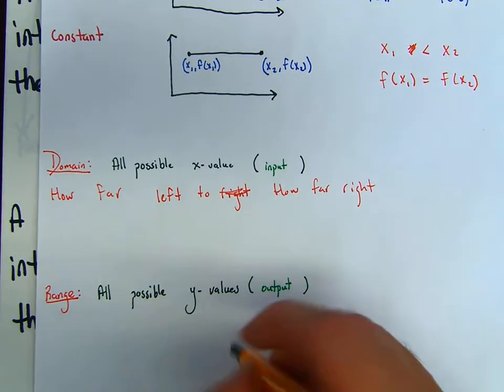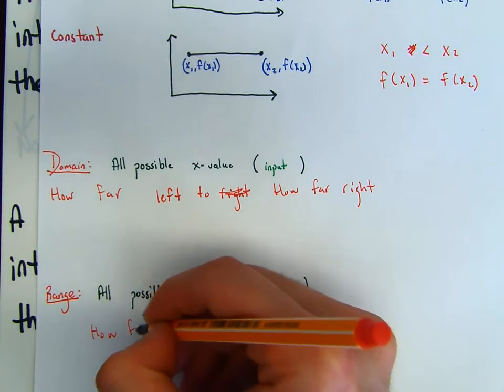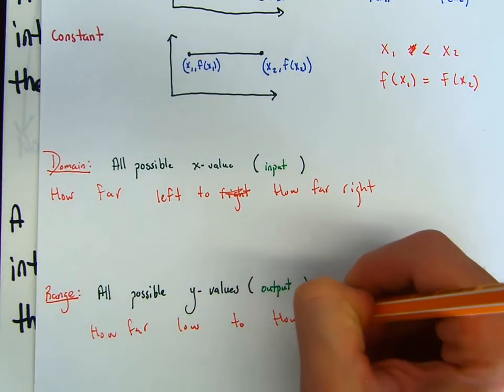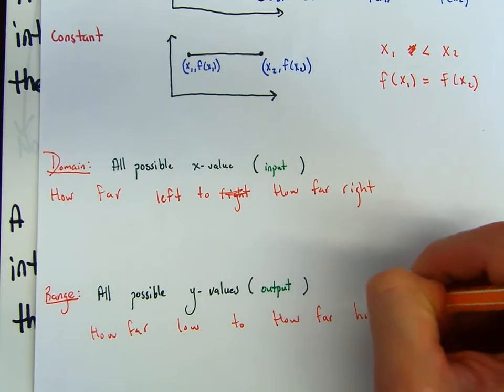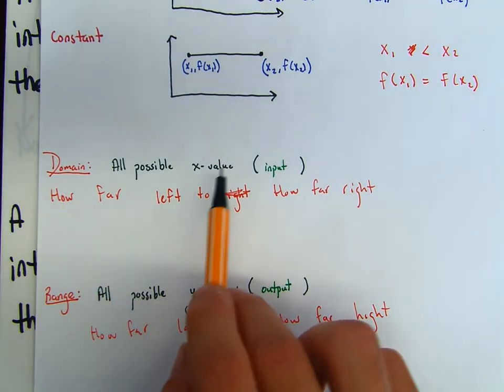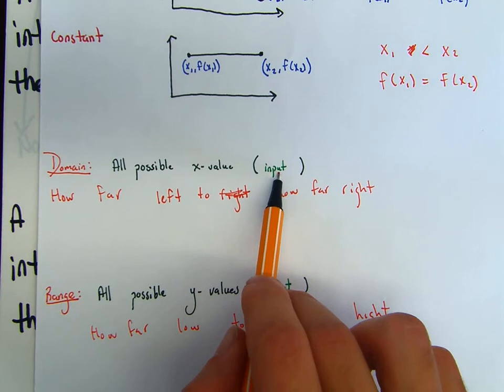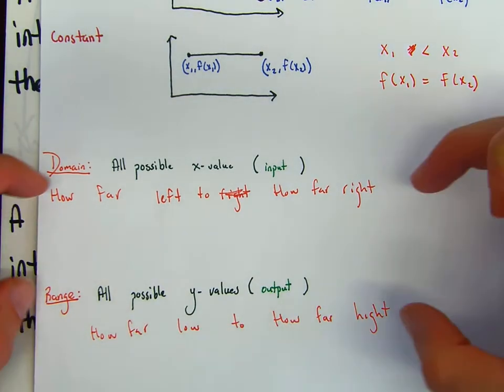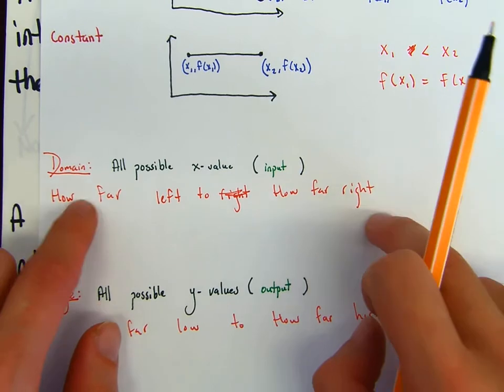And for range, you could say how far low to how far high. Okay. So when we talk about domain, we're talking about all possible x values, our input values. For range, we're talking about all possible y values or output values. So do me a favor, just have this terminology in your mind for a second.